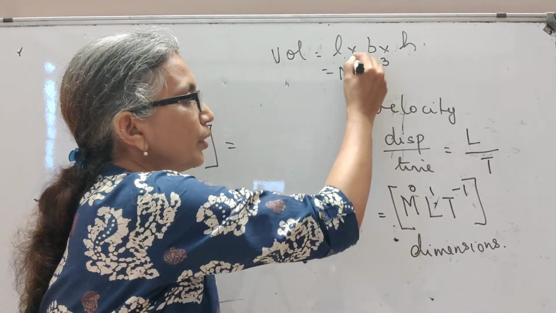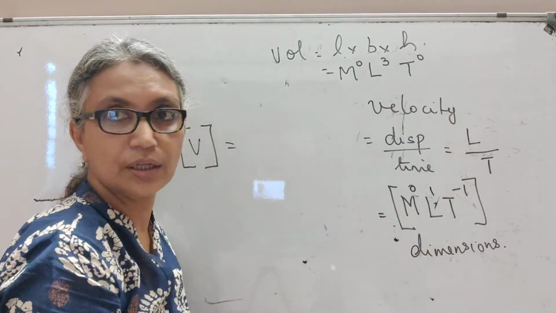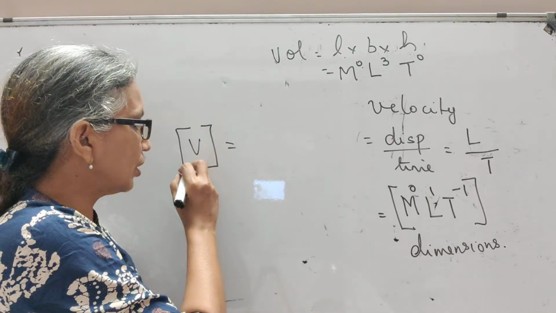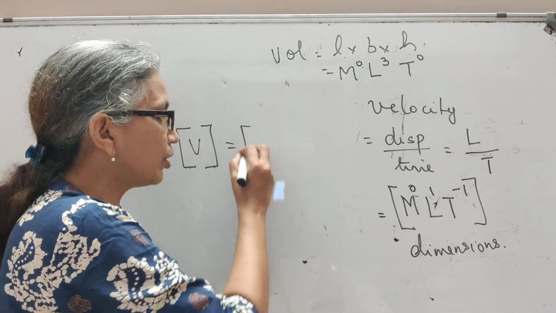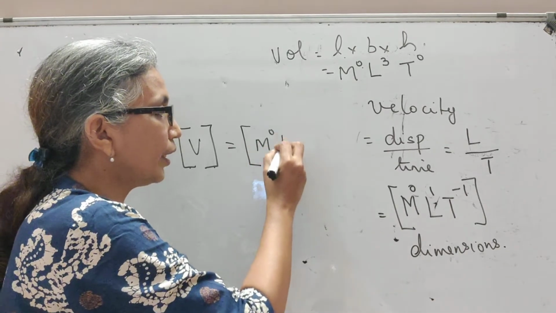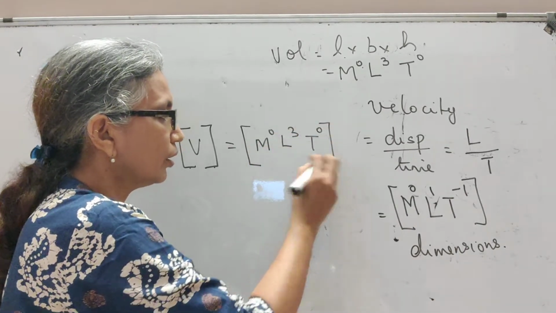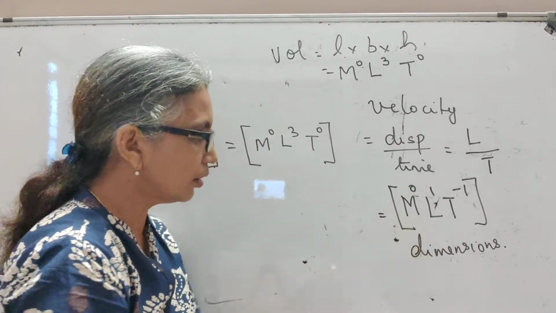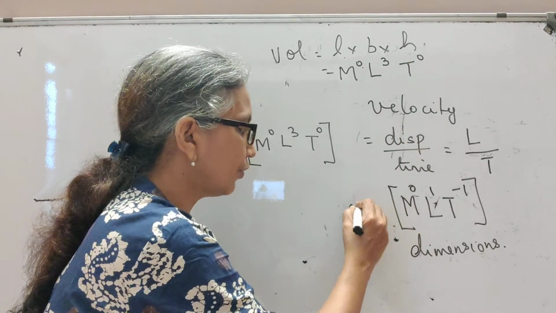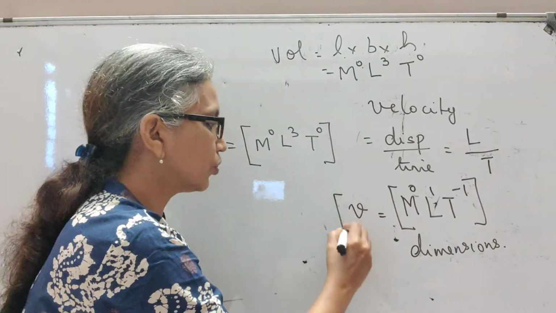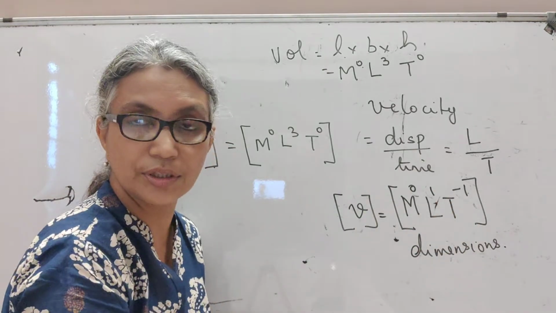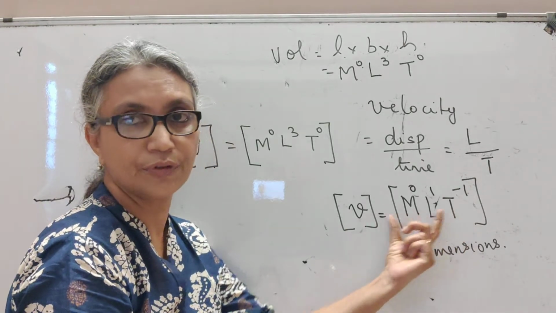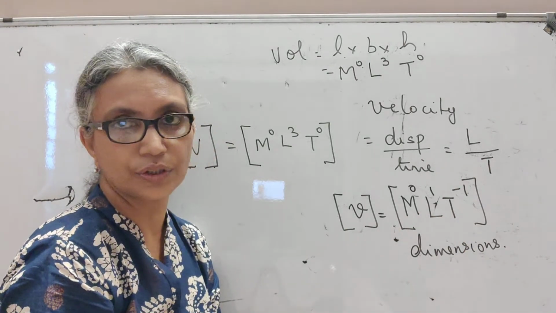Mass does not appear in the formula. T does not appear in the formula. So the dimensions of volume are 0, 3 and 0. So if I am now going to equate the physical quantity to the dimensional formula M0 L cubed and T raised to 0, then this is what you call the dimensional equation of volume. Here we have velocity with a small v. Here I've used a capital V, and so this is also a dimensional equation now because I've equated the physical quantity to the dimensional formula of velocity. This is what you call a dimensional equation.